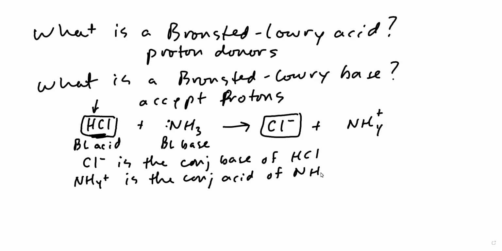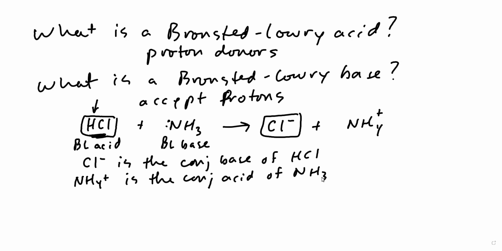of NH3. And we could go backwards, and we could say that in the case of the HCl/Cl- conjugate acid-base pair, the HCl is the conjugate acid of chloride, and we could say NH3 is the conjugate base of NH4+. So what's really important in this kind of situation is to be able to identify conjugate acid-base pairs.